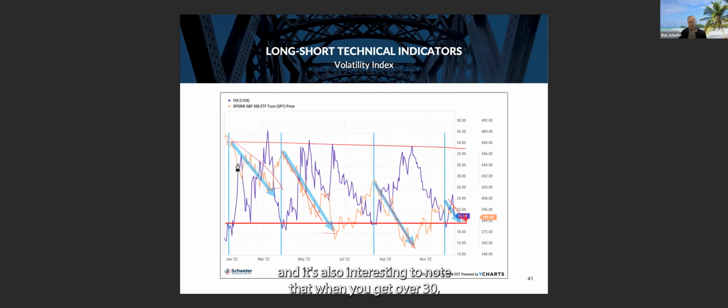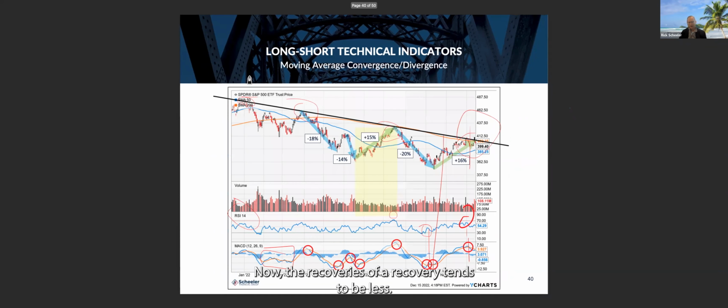And it's also interesting to note that when you get over 30, it tends to be a sign that you might be coming to the end of that leg down. But that's not always true. You'll see in the next slide. But that's an interesting sign when you get to 30 that you might be due for a little bit of a recovery. Now, the recovery tends to be less.